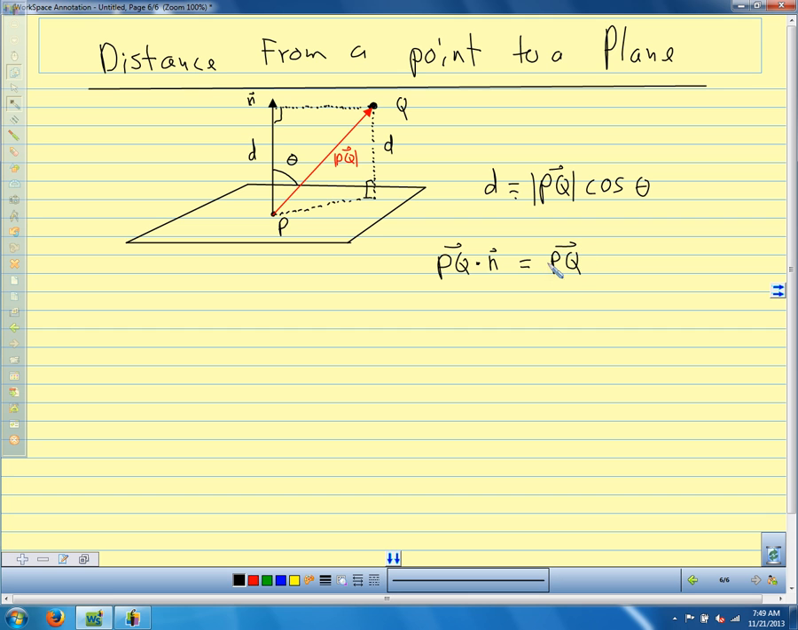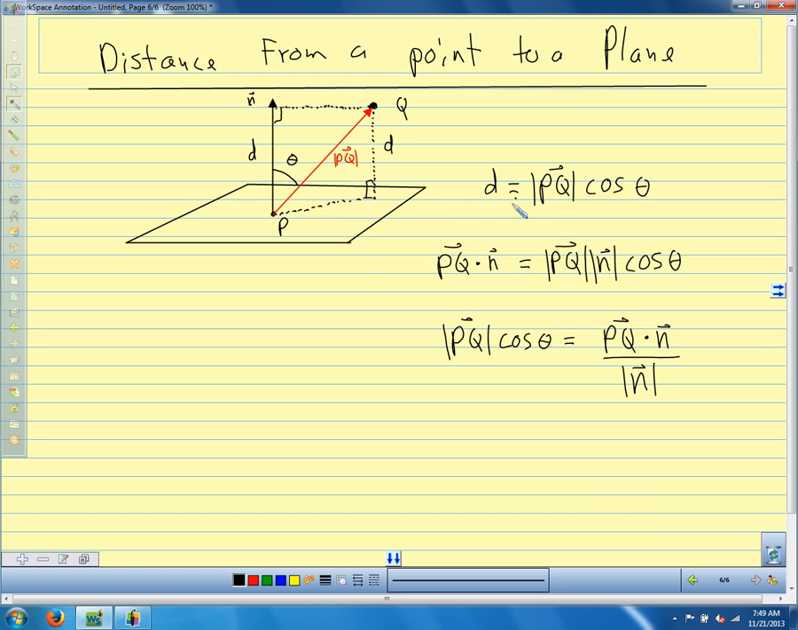Magnitude of PQ times the magnitude of N times the cosine of theta. So PQ cosine theta is PQ dot N divided by the magnitude of N.